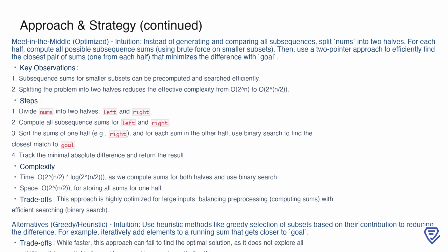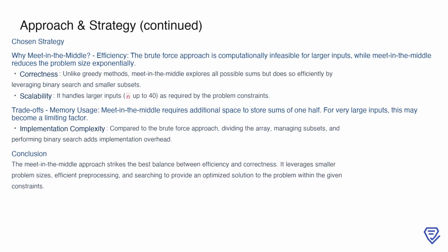This trade-off between pre-processing and efficient searching makes the meet-in-the-middle approach highly suitable for larger inputs. Additionally, while alternative heuristic methods, such as greedy approaches, can be faster, they are unsuitable for this problem because they do not guarantee an optimal solution. The meet-in-the-middle approach was chosen because it offers the best balance between efficiency and correctness.